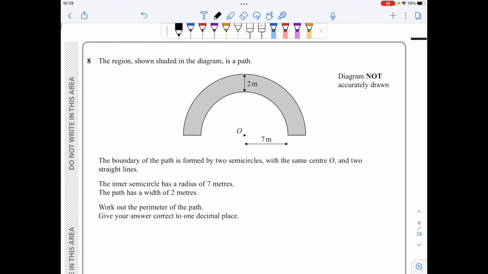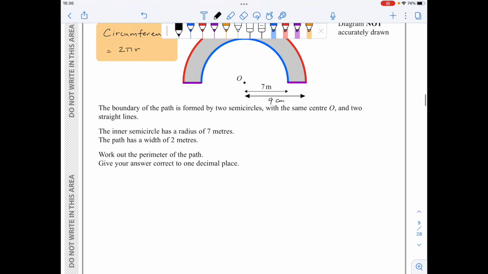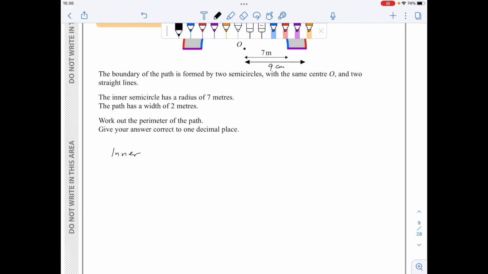In question 8, this shape is made up of 2 semicircles and 2 straight lines. The blue semicircle has a radius of 7, while the red one has a radius of 7 plus 2 equals 9. And just as a reminder, the circumference of a circle is given by the formula 2 pi r. So for the inner arc, that's the blue one, I have 2 pi r, which is 7, and because it's half of the whole circle, I will divide by 2. This will give me 7 pi.